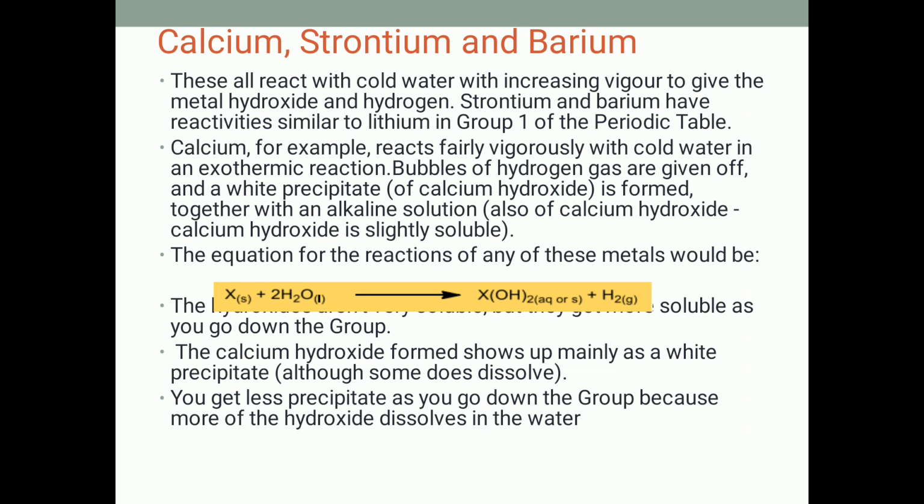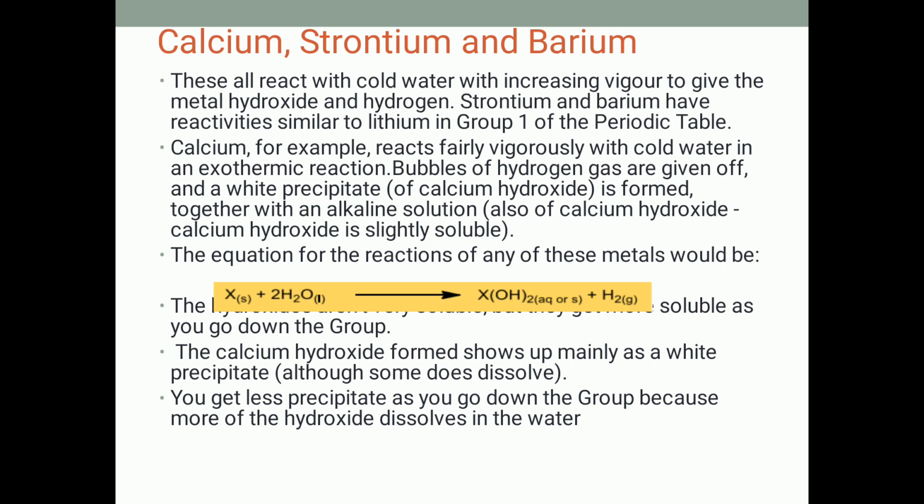Calcium, strontium and barium react with cold water with increasing vigour to give the metal hydroxide and hydrogen. Strontium and barium have reactivities similar to lithium in group 1 of the periodic table. For example, calcium reacts fairly vigorously with cold water in an exothermic reaction, bubbles of hydrogen gas are given off and a white precipitate is formed, together with an alkaline solution. The equation for the reaction of any of these metals is given below.